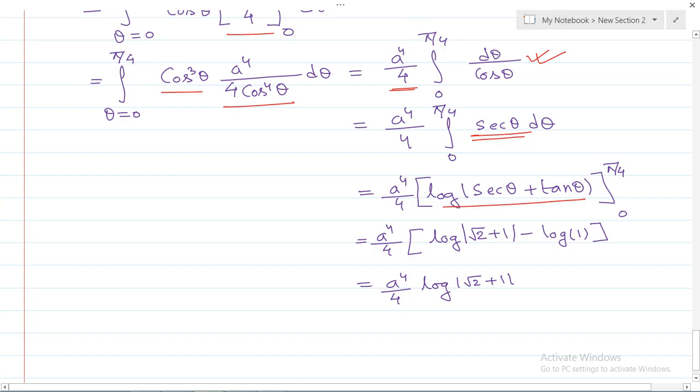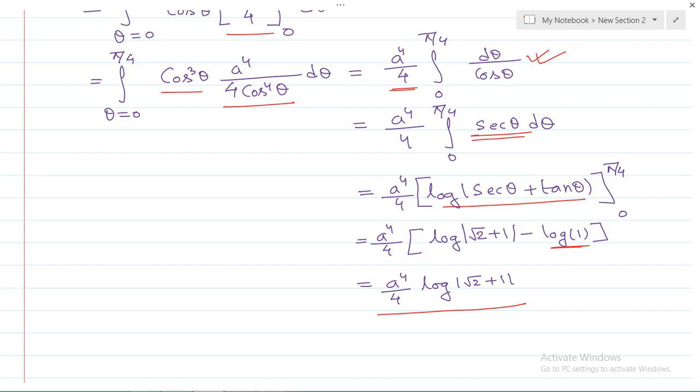Now we put the limits 0 to pi by 4. Sec pi by 4 is root 2 plus tan pi by 4, which is 1, minus log of sec 0, which is 1, plus tan 0, which is 0. So we have log 1, but log 1 is 0, so we don't have this part. Our final answer is a to the power 4 upon 4 into log of root 2 plus 1. With this we are going to end this video lecture.